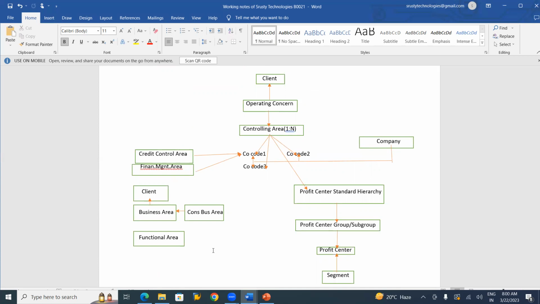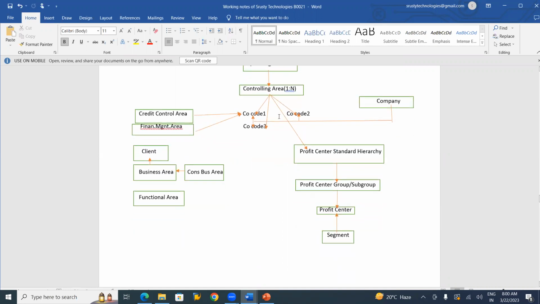After configuration of operating concern, we are going to integrate FI with CO through this operating concern. So initially we won't create the operating concern. We will create it in the CO module to generate those reports, and we are going to integrate this operating concern with the FI module. Clear?